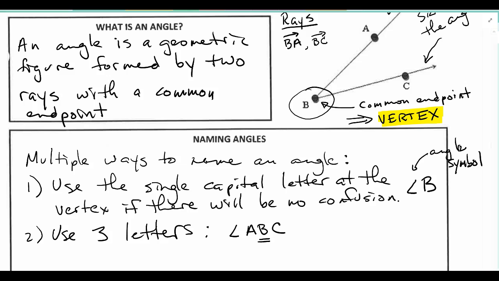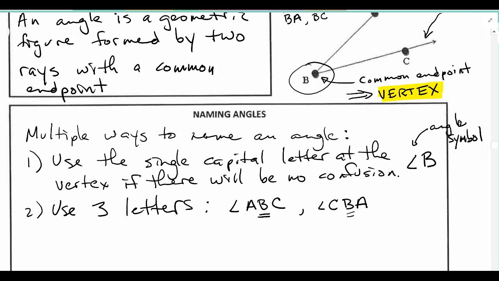Whenever you name it, it has to be in the middle. So additionally, using 3 letters, we could reverse these letters. So I could call it angle C, B, A. So again, another way to use 3 letters. Again, I picked point C because it was on one of the sides of the angle. And then I picked point B because we have to use the vertex second. It's got to be in the middle. And then I picked a point on the other side of the angle.